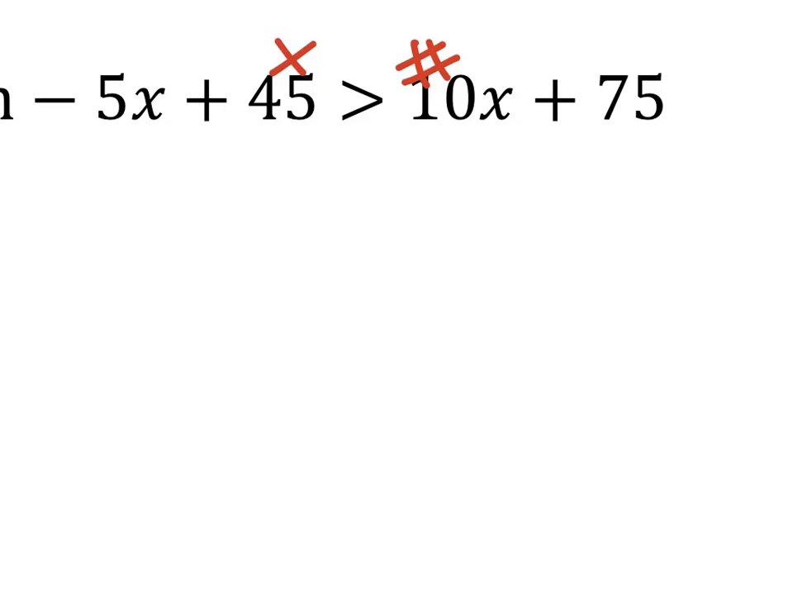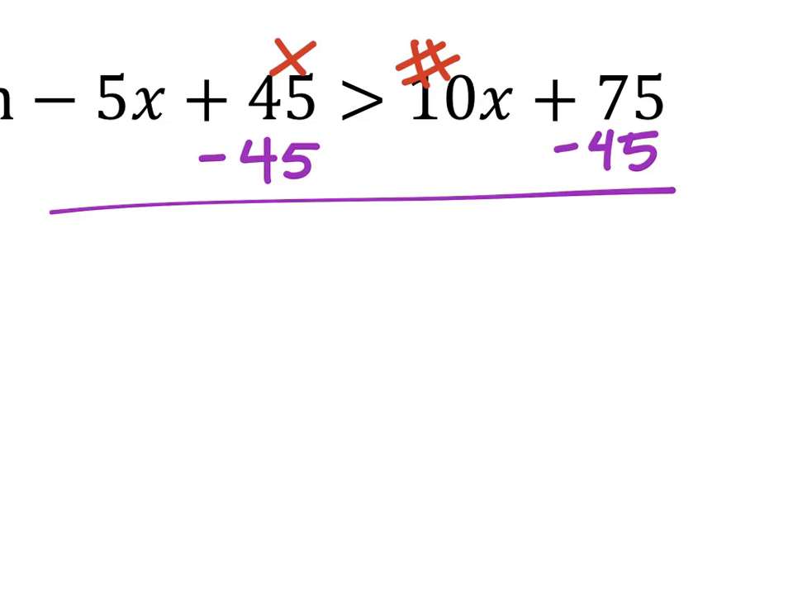So that plus 45, I'm going to zero that out by subtracting 45. If I do it to one side, I got to do it to the other side as well. Like this. Now I can do this in one step. So that 10x, which is on the number side of things, I'm going to zero that out at the same time. So I'm going to subtract 10x right there, and subtract 10x right there. If I do it to one side, I got to do it to the other side, right?